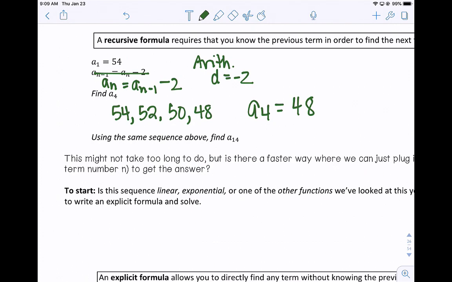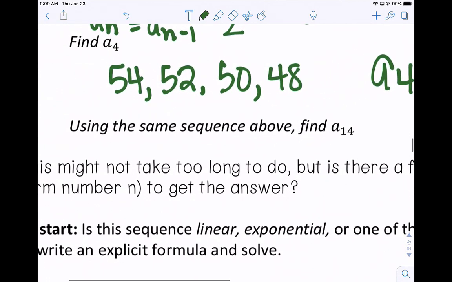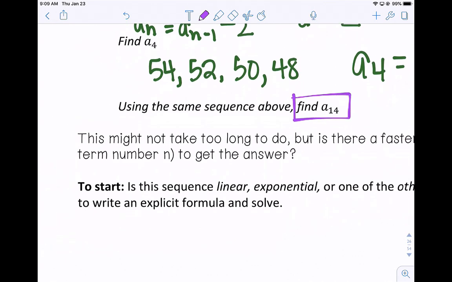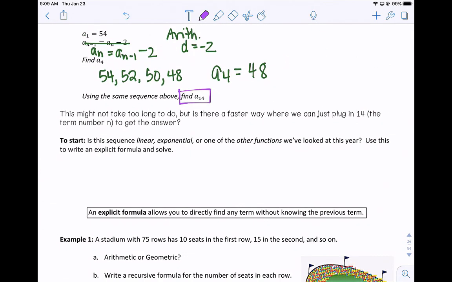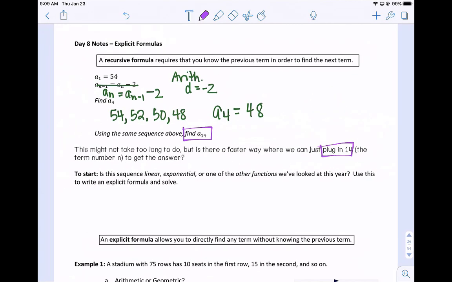This might not take too long to do, but is there a faster way where we can just plug in 14? Okay, so it says using the same sequence above, can you find the 14th term? And again, we can do that on our calculator. It doesn't take too long, but is there a more efficient way to just plug in a 14? How can we just plug in a 14 and what we come up with will spit out the answer? Instead of doing it recursively, we can do it a different way.